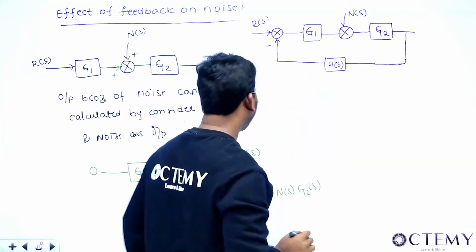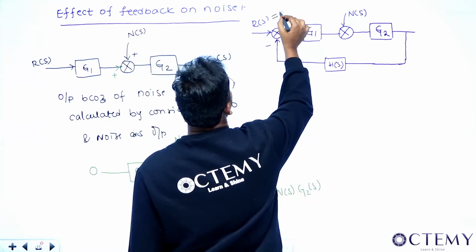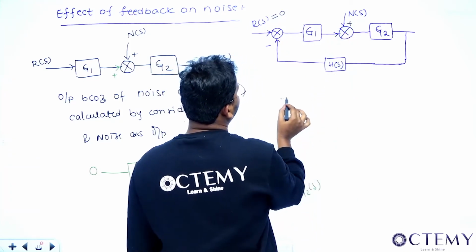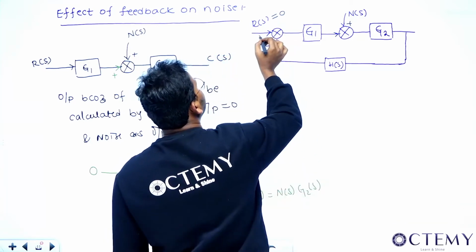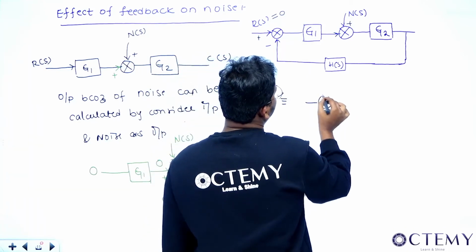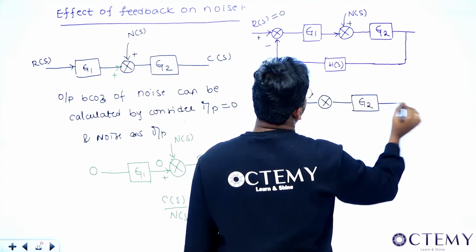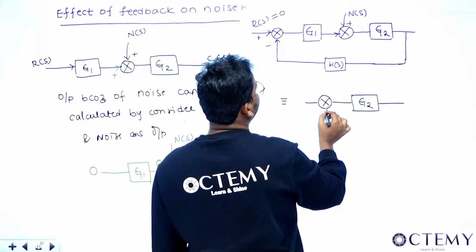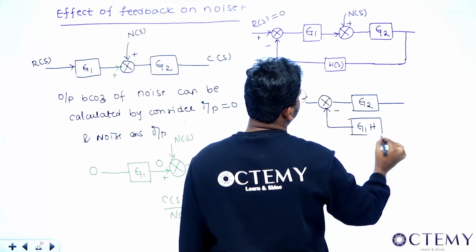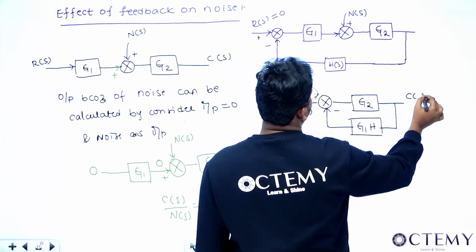Now see sir, if you want to find the output due to noise, you have to make this 0. If you want to make this 0 and take this as the input, see how the block diagram will change. This is plus here. Now 0 plus something does not have any sense, so it will become like this. The same block diagram will look like this. This minus sign will come here and this minus will remain as it is, and this will become G1 into H. This will become your N of S. This will become your C of S.